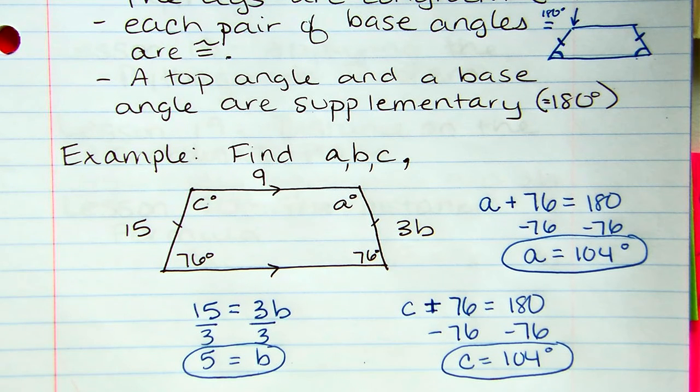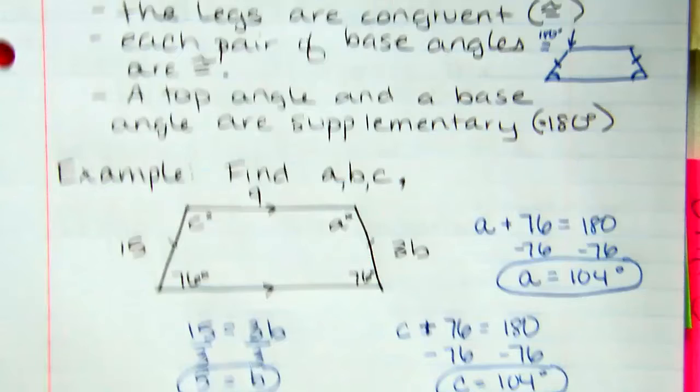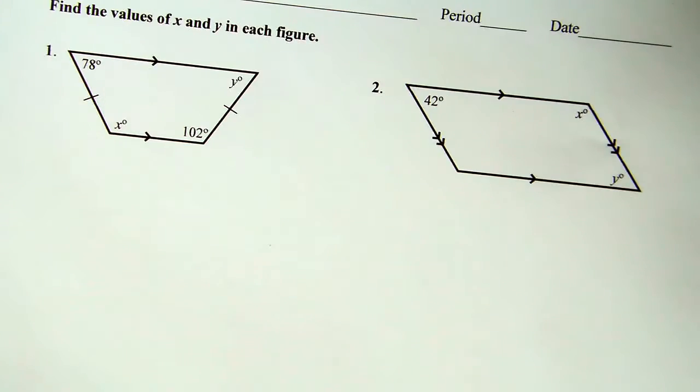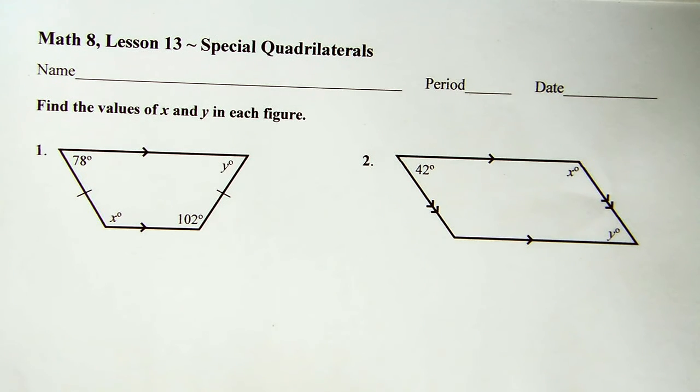Now today, in your assignment, we are going to complete number 1 together, and we're also going to do number 5 together. Okay, 1 and 5. So I'm going to scooch this out of the way, and here we go. This is your assignment, Math 8, Lesson 13, and once again our topic is special quadrilaterals. In these figures, I'm asking you to find the value of x and the value of y in each figure.